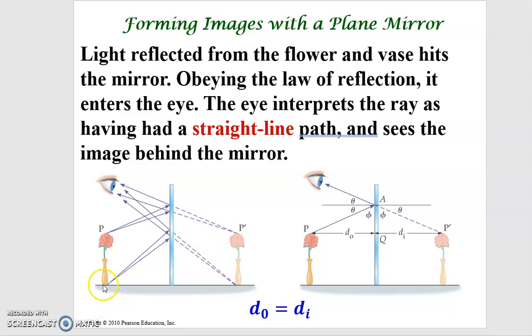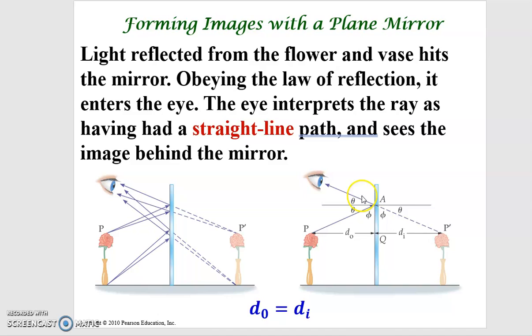The same principle applies to the bottom of the vase. I have shown two different rays of light reflected from it, interacting with the mirror and entering your eyes. Once again, they trace the light backward, and the two reflected rays intersect here. Therefore, a complete image of the flower and vase is formed. That is how the image is formed when you use a mirror, and you can see the law of reflection is respected.